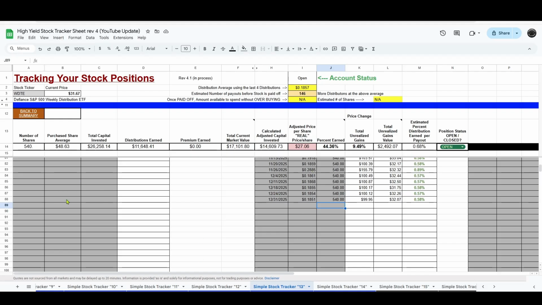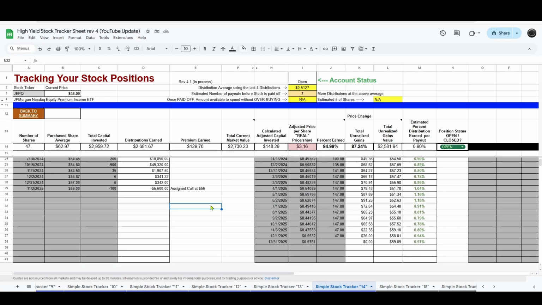Because if I was DRIPping them back in, I would be purchasing them at $31.67. And I don't want to do that because that is going to raise my real price per share. And that's just kind of counterintuitive to what I'm trying to accomplish with my method.